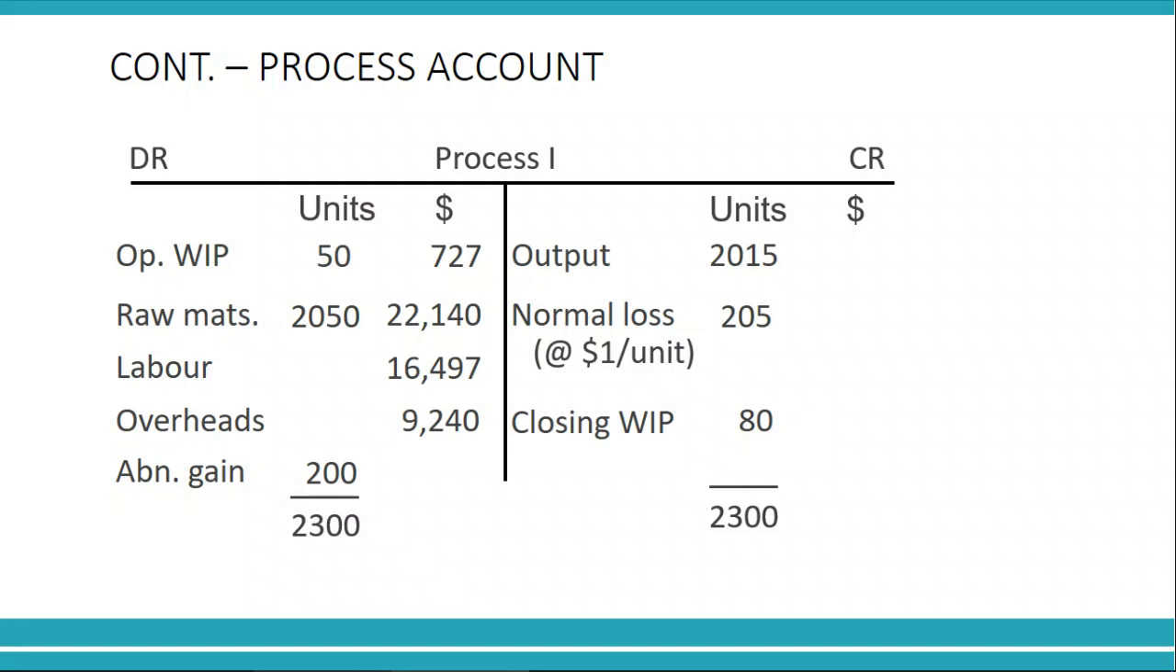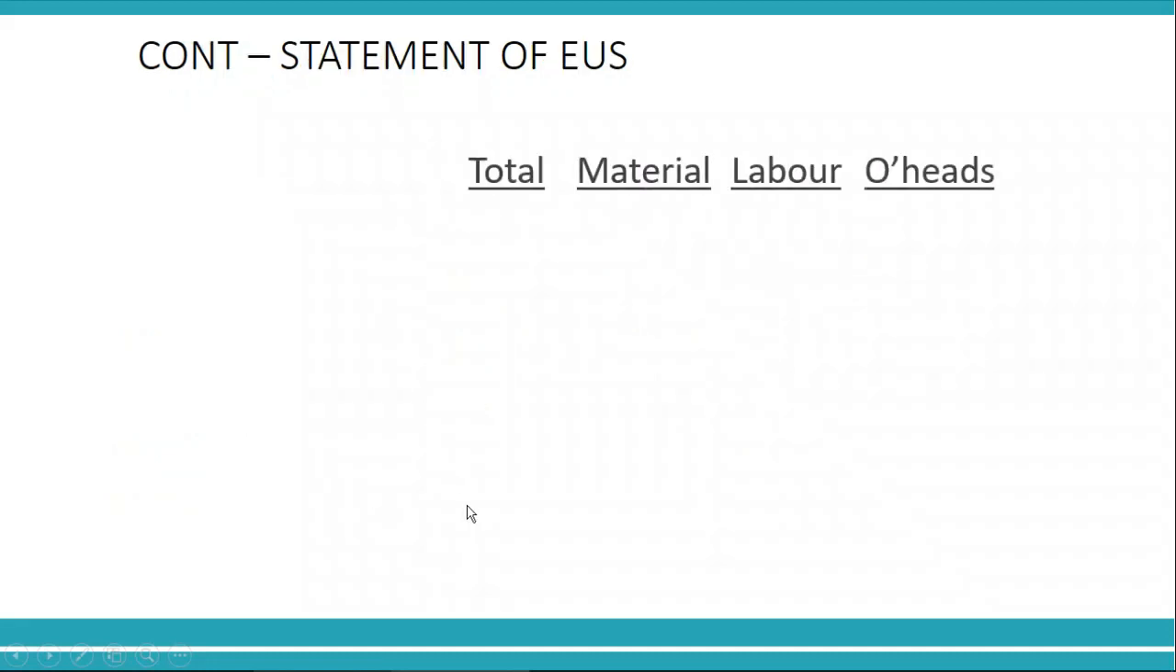And now normal loss, from the previous example we said that the scrap value of normal loss is $1 per unit. So it means that the cost of normal loss is 205, and we need to find out the value of abnormal gain and good output and closing work in process. And you remember from the previous lecture that the per unit value of abnormal gain and good output should be the same. So the per unit cost of good output and the per unit cost of abnormal gain will be the same. So first we make our statement of equivalent units.